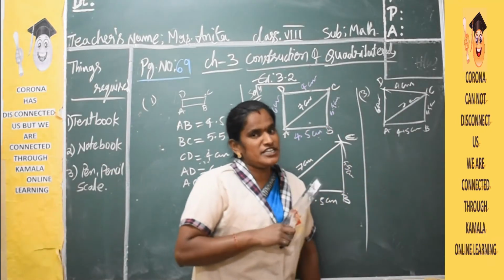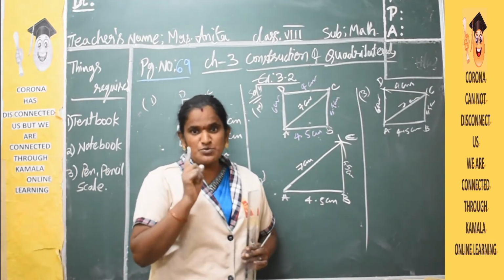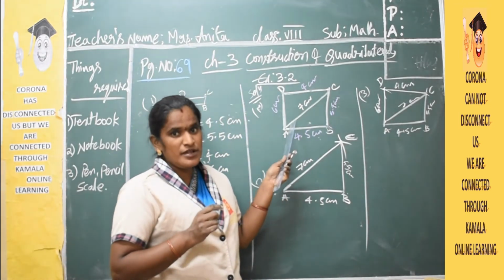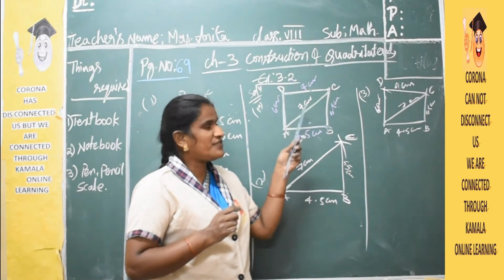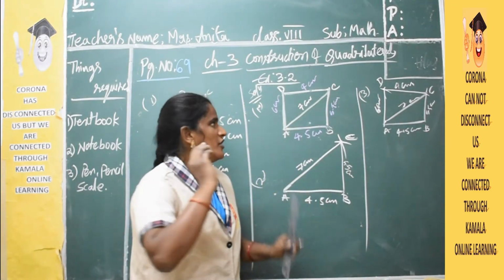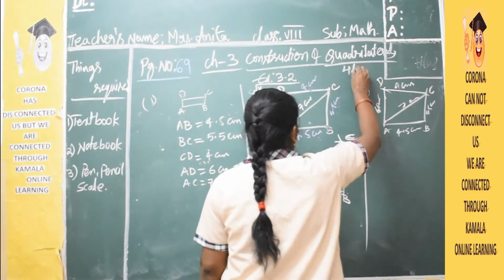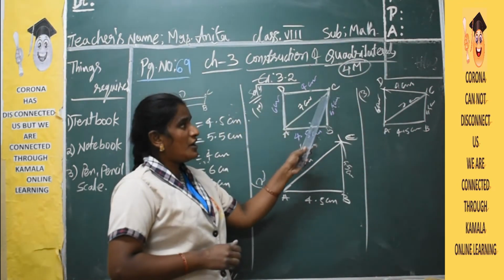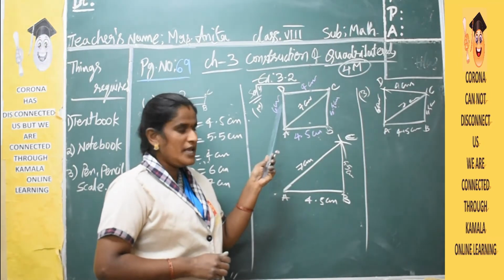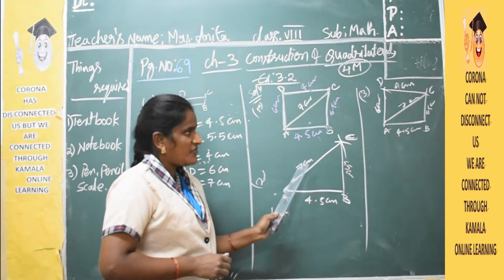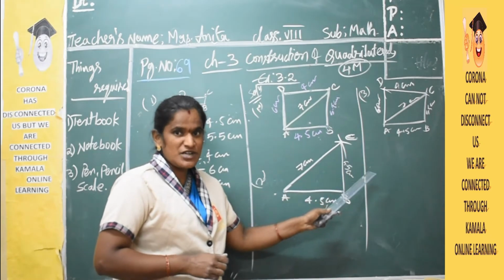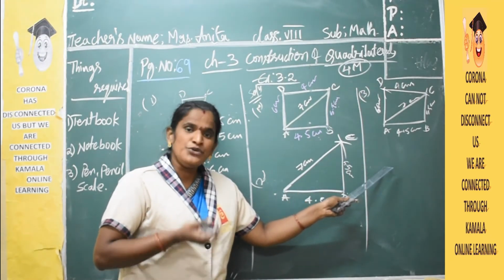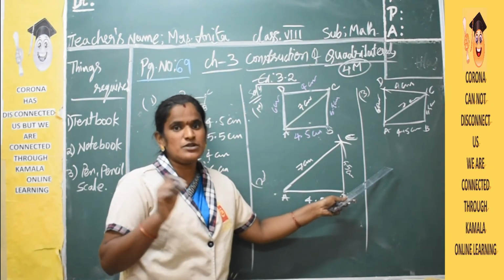Listen, children, in this problem the rough sketch is most important. First they will observe the rough sketch only. For example, if the total problem is for 4 marks, how will they decide, children? 1 mark for the rough sketch. Next, step 1, step 2, the completion of construction. For that, 1.5 marks. You have to write the steps also, children.